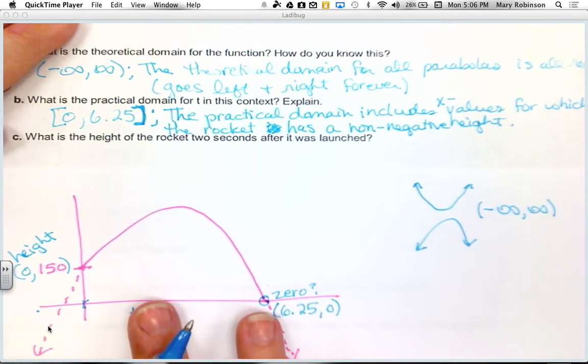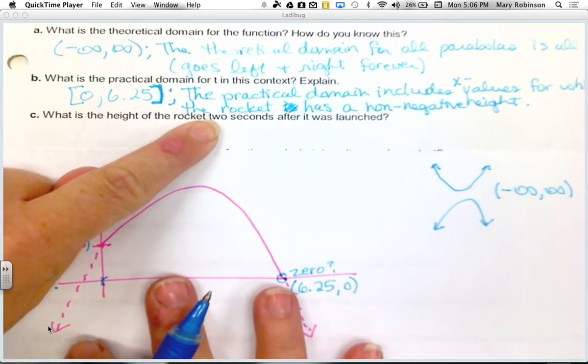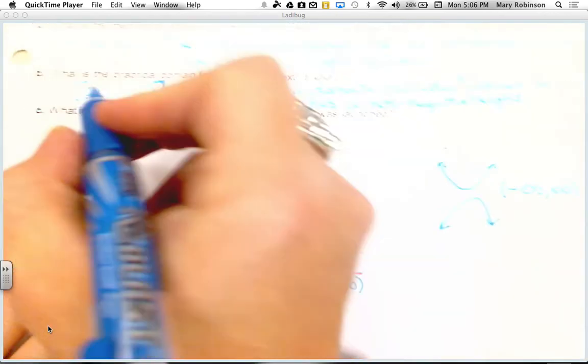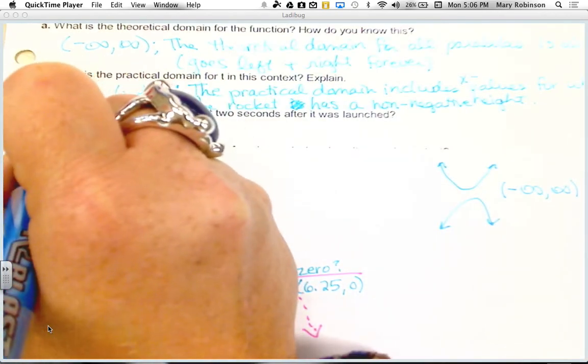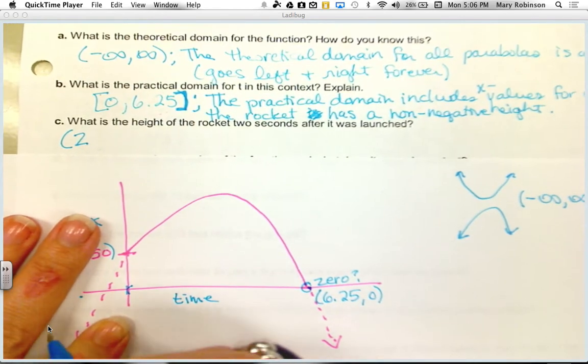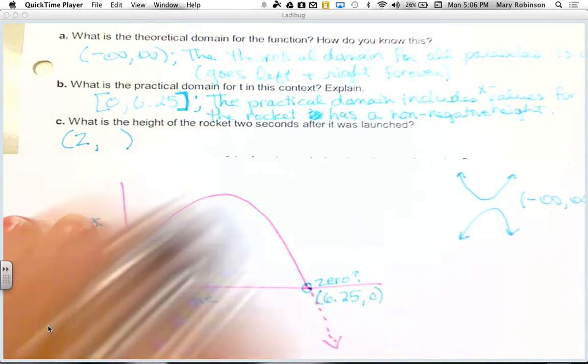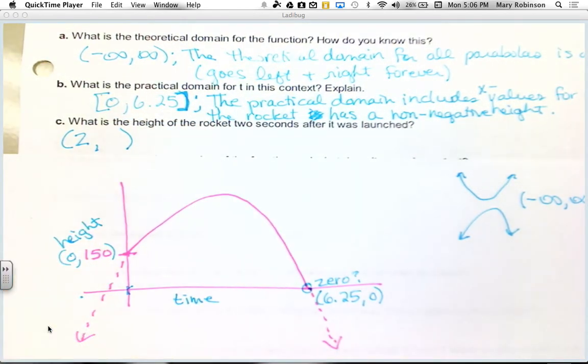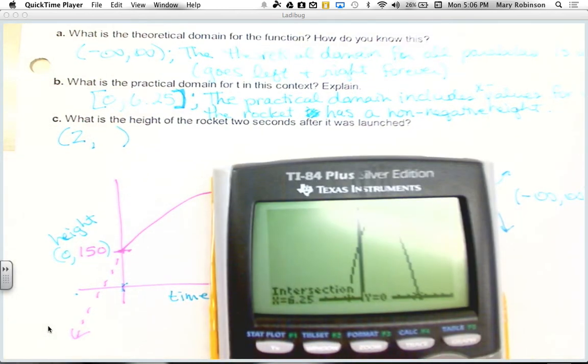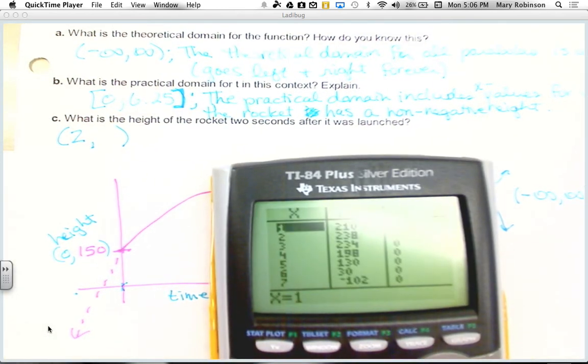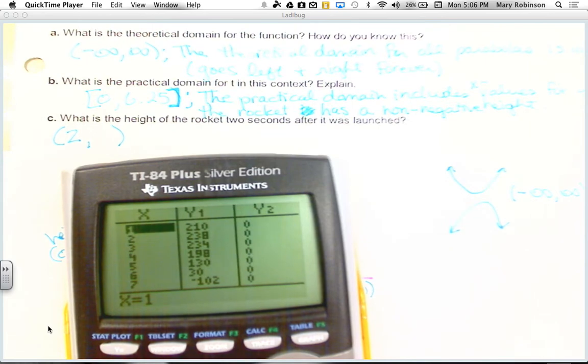Then it asks, what is the height of the rocket 2 seconds after it is launched? Well, whenever we know x, or our input, which is time, of 2, and we need to find that coordinate, the easiest way to do that is to look at our table. So as soon as I go to my table, you can read that the height is 238.